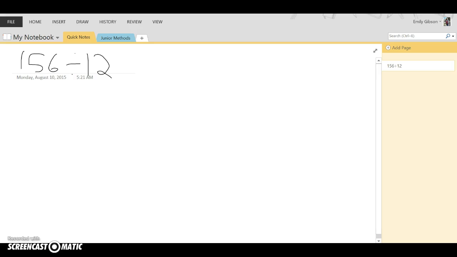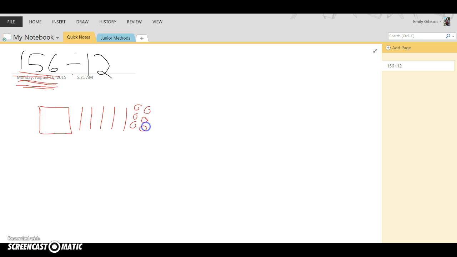So first, remember we need to model our dividend, which is this number right here. This is our dividend. So we model it by drawing a 100 block. So that's our 100. We've got 5 tens blocks. Okay. Then we need to draw our 6 ones. Okay, so now we've modeled our dividend.